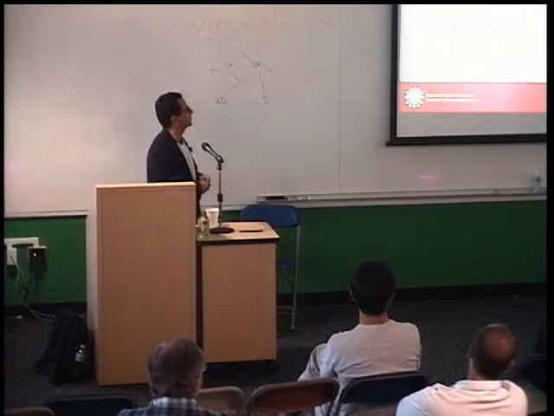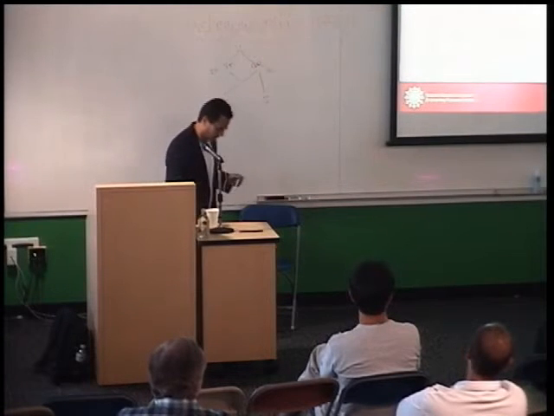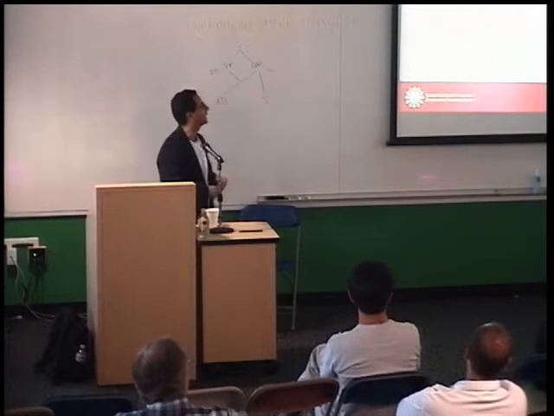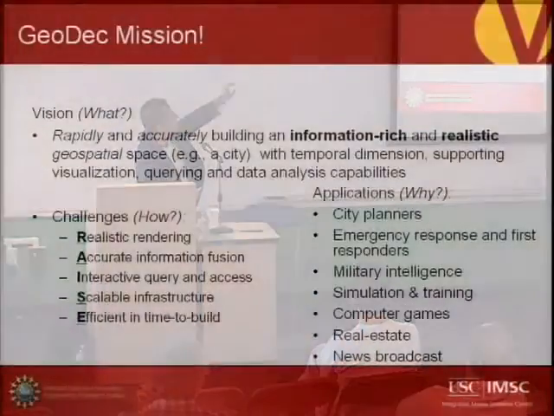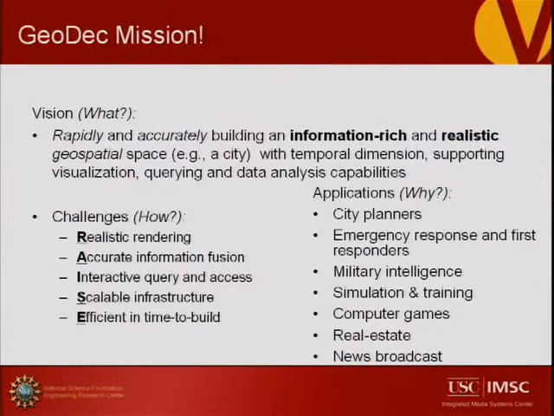I will show some examples of cases where we need to do things more accurately than, for example, Google Earth. And then finally, the idea is not just the space, but of course time, and then being able to do querying and access. If I want to just summarize the challenges, it is realistic rendering and accurate information fusion and so on.